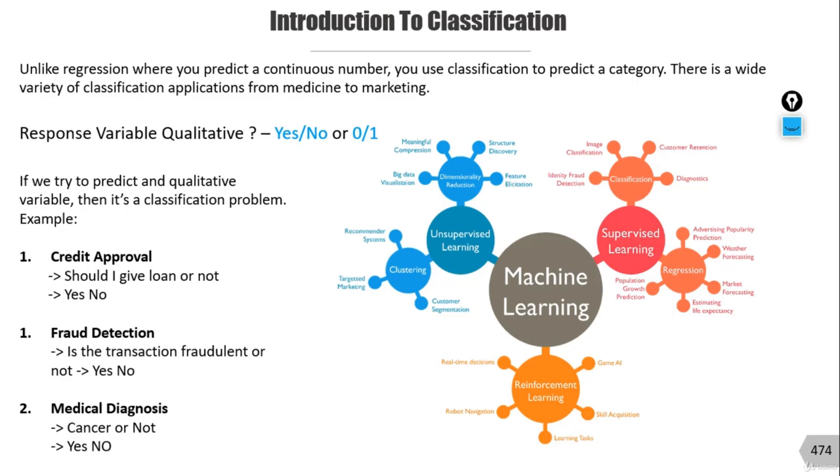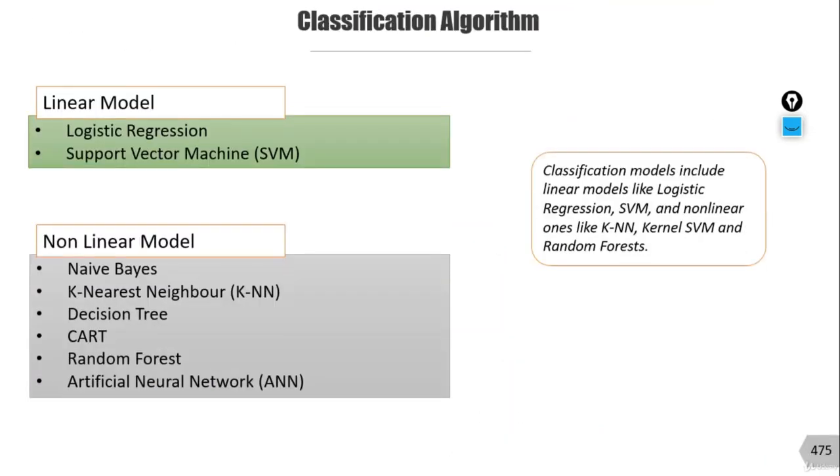If you try to predict a qualitative variable, you would see credit approval: should I give a loan or not? Your dependent variable would be yes or no. Fraud detection: is the transaction fraudulent or not? Yes or no. Medical diagnosis: cancer or not? Yes or no. These are standard use cases of classification, but I'm sure you will find a lot more than this.